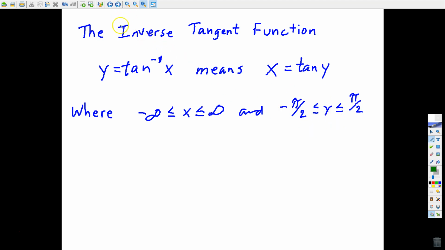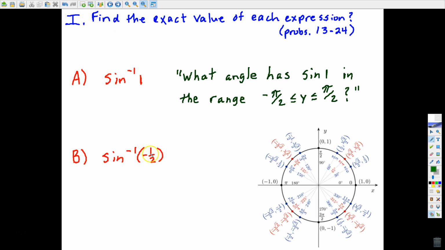Okay, I think that's enough groundwork. We've laid a good foundation. Now let's jump into some of your actual homework problems, and we'll see if we can help you do these successfully. So the first block of problems, 13 through 24, the instructions just say find the exact value of each expression. Find the exact value of each expression.